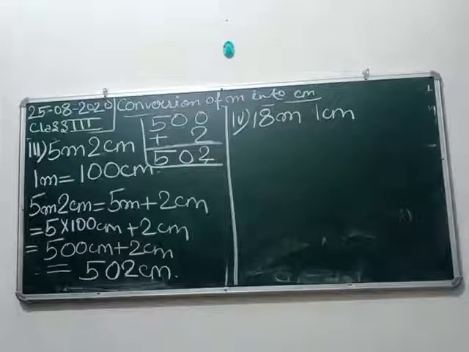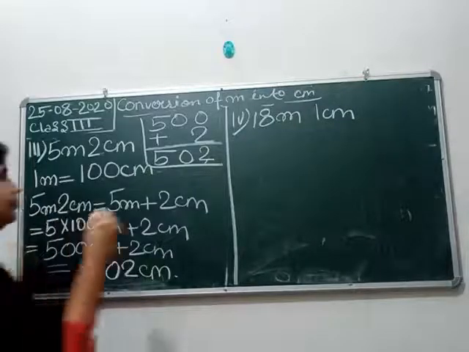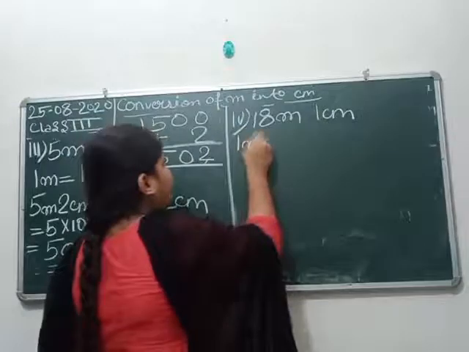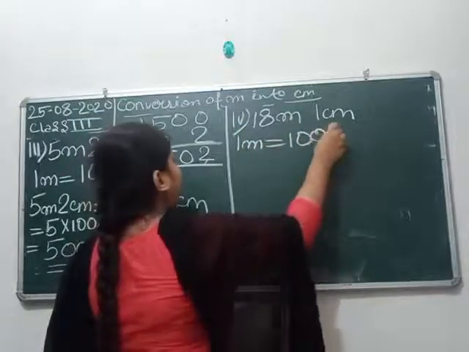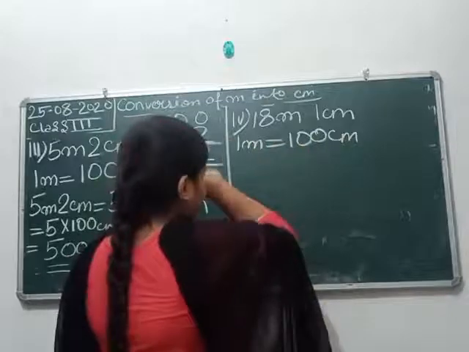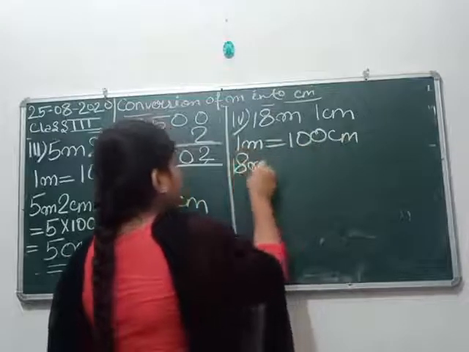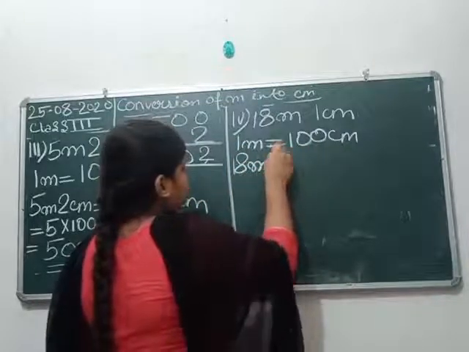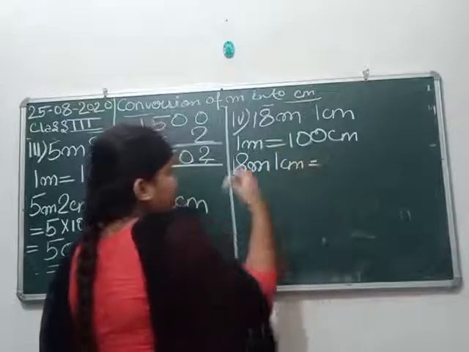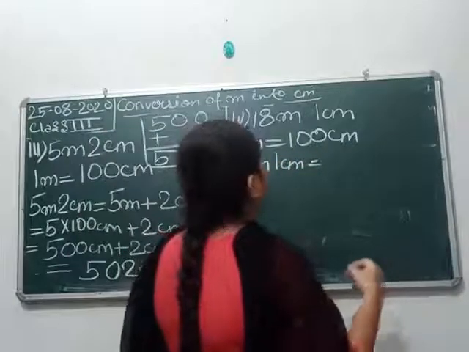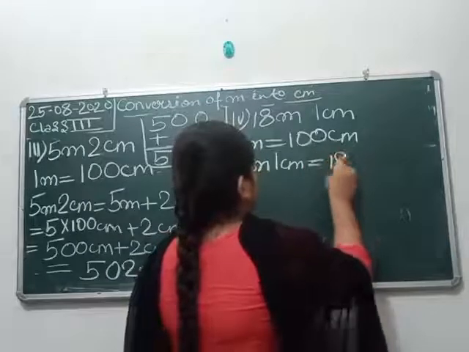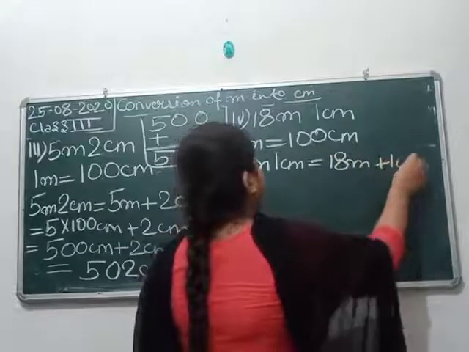Okay. Now, let us do the next question, that is 18 meter and 1 centimeter. Okay, so 1 meter equals 100 centimeter, and 18 meter 1 centimeter equals 18 meter plus 1 centimeter.